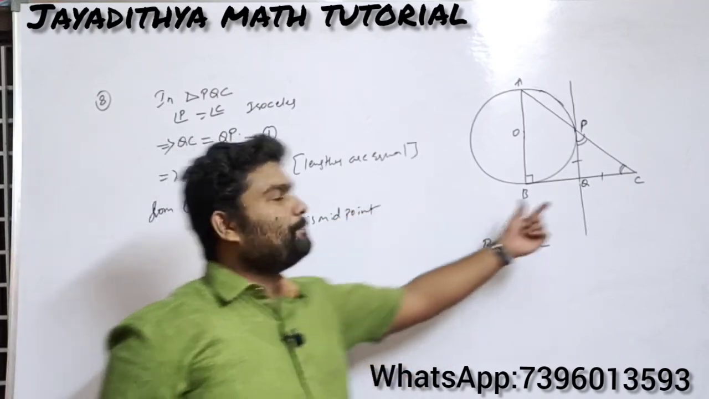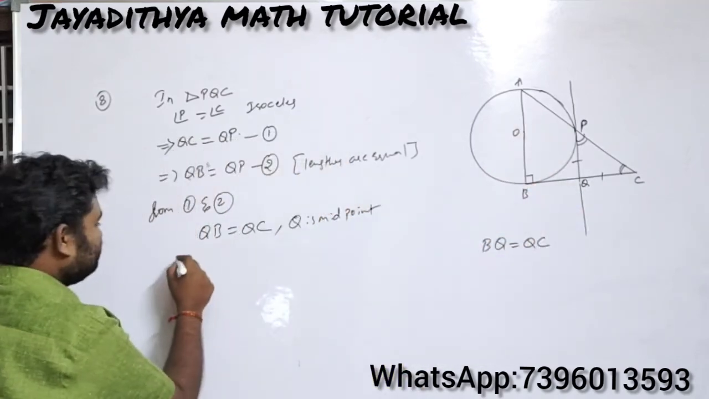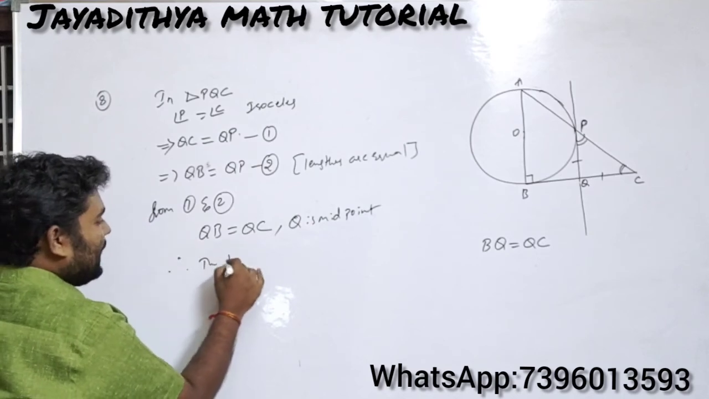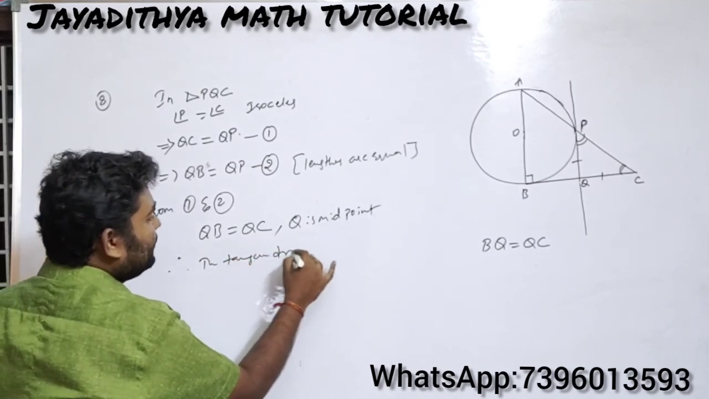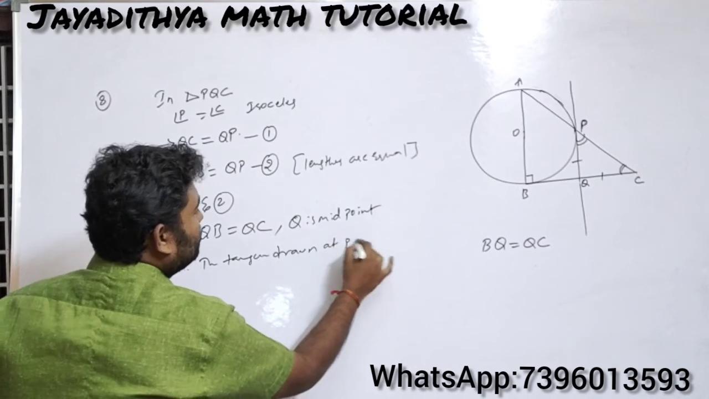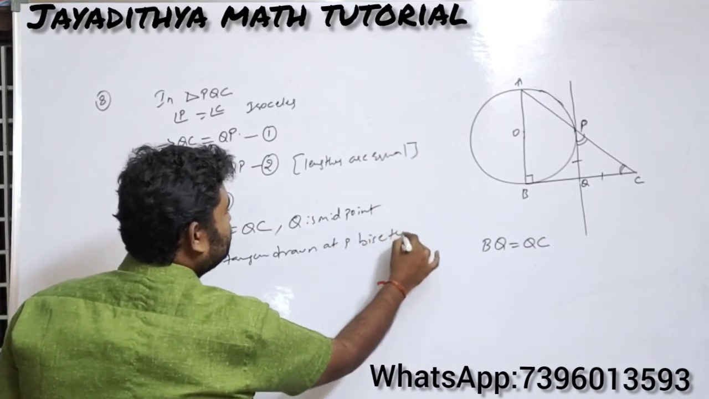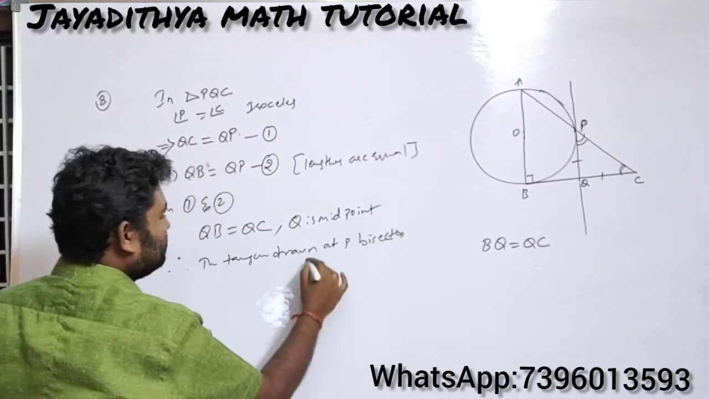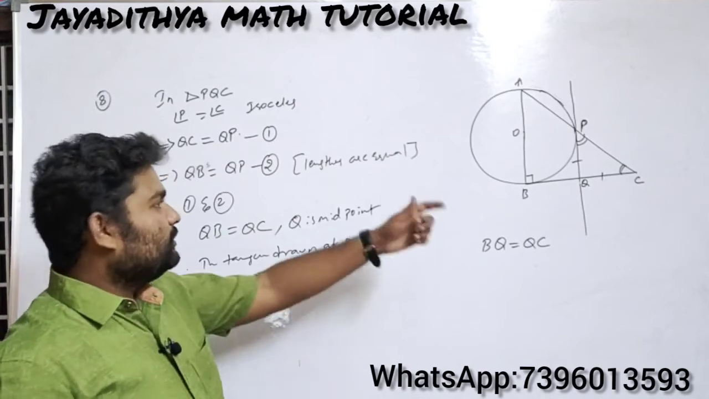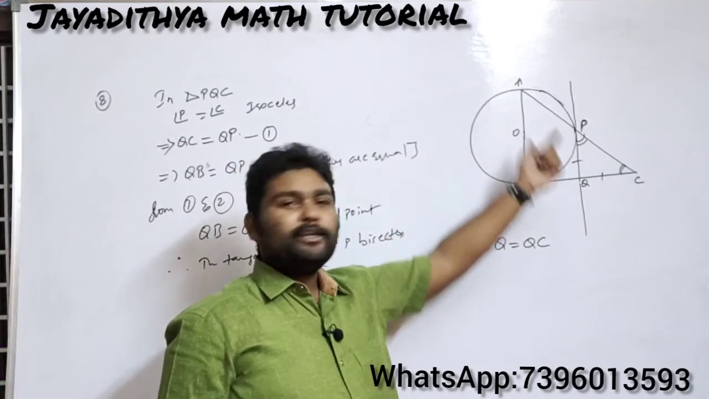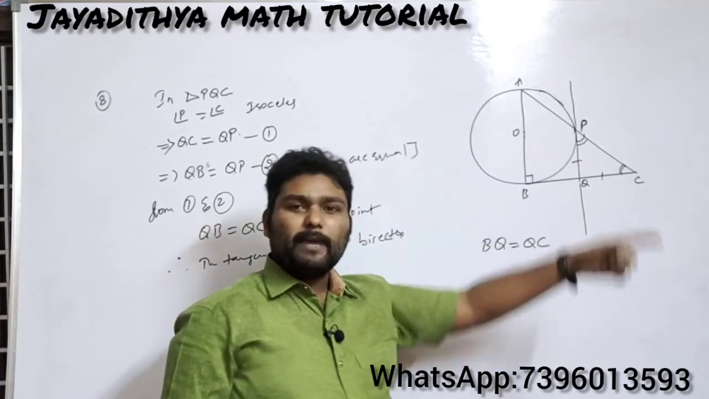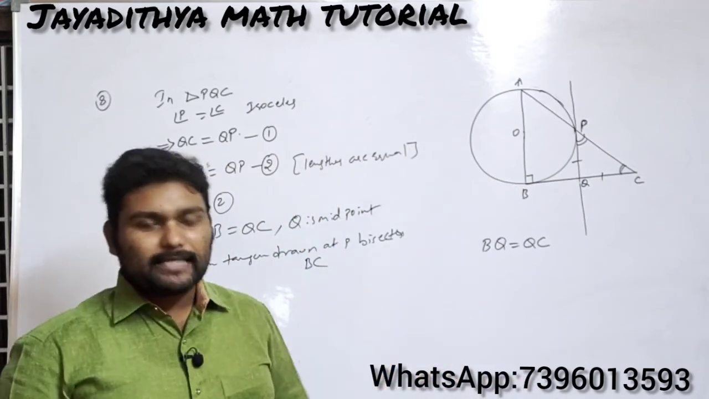Therefore, the tangent drawn at P bisects BC. Hence proved. That's all. If Q is the midpoint, Nana, then you can say that the tangent drawn at P is bisecting BC. That's all he has asked us.